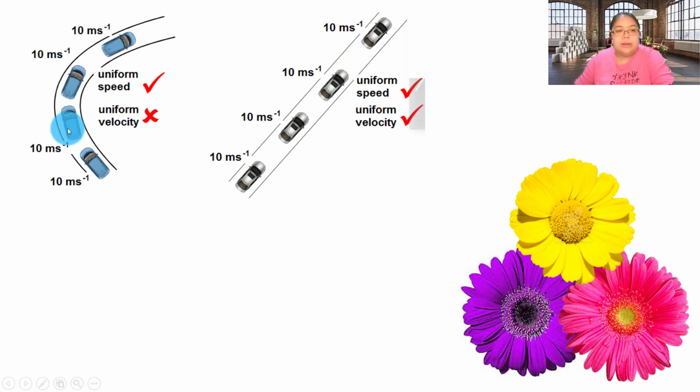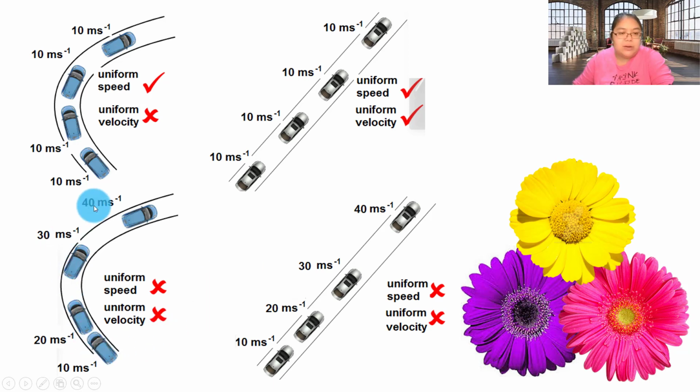Okay, now we see some examples here. For this situation, we can say uniform speed because every time it's 10, 10, and also 10. I cannot say there's a uniform velocity because your direction changes. You go to turn, is it? Okay, let's see this diagram. This one is uniform speed because every time it's 10. We also can say uniform velocity because the direction is just a straight line. We never change any direction.